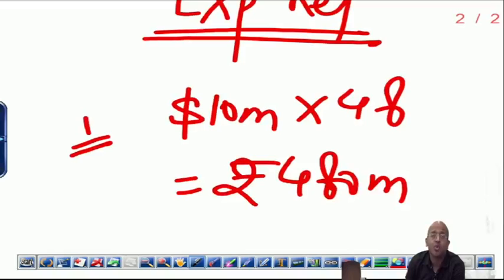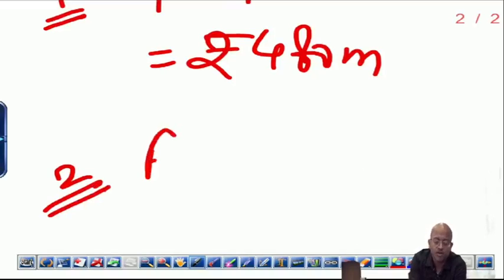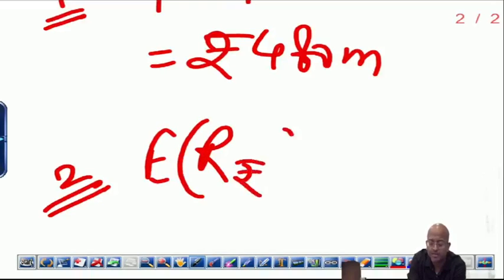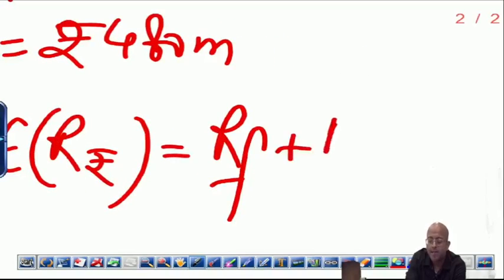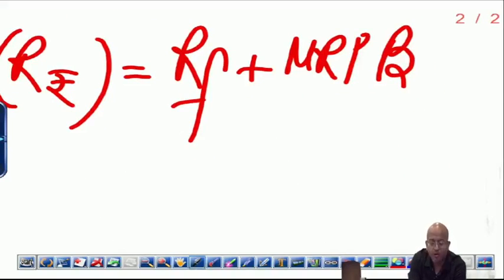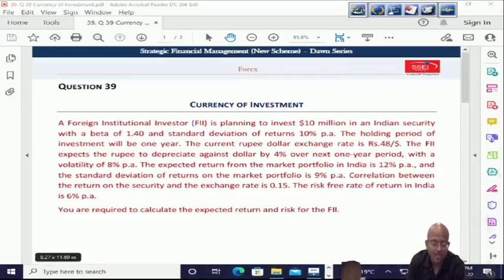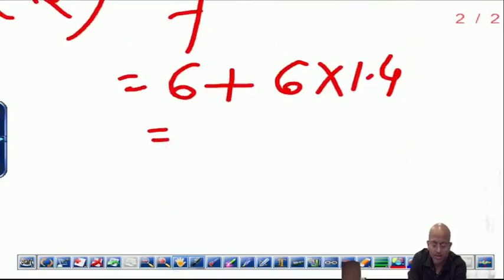$10 million is sold at 48 to get rupees 480 million. Now this is invested in India in a security with a beta of 1.4. So expected return in rupee terms is equal to RF plus MRP into beta. RF was 6%, MRP is RM minus RF. I think RM was 12. Yes, so 12 minus 6 is 6. Market risk premium is 6, into beta of 1.4. So what is the return as per CAPM?